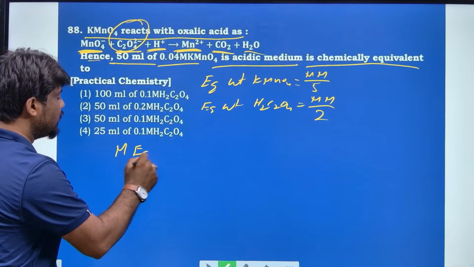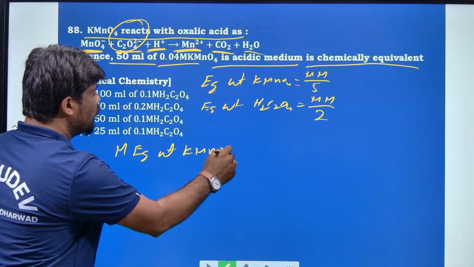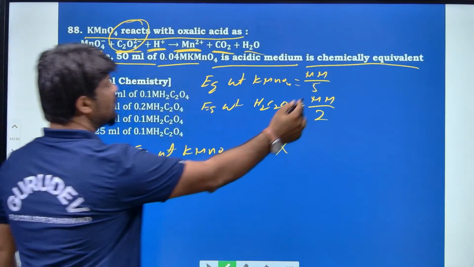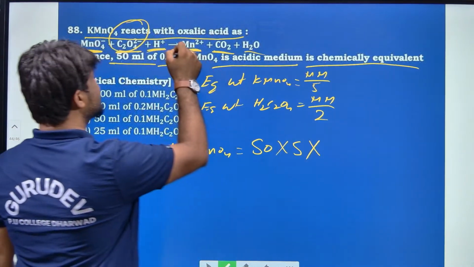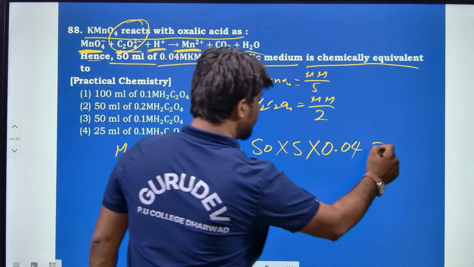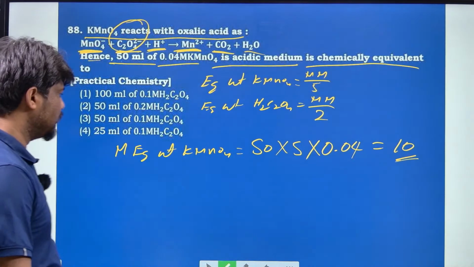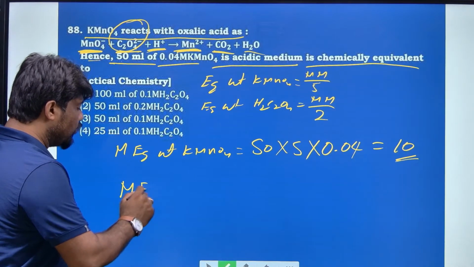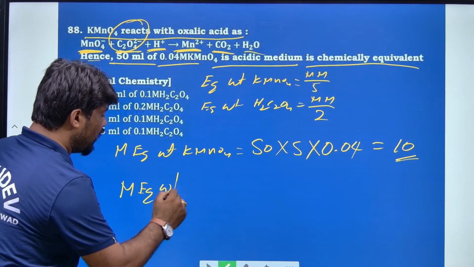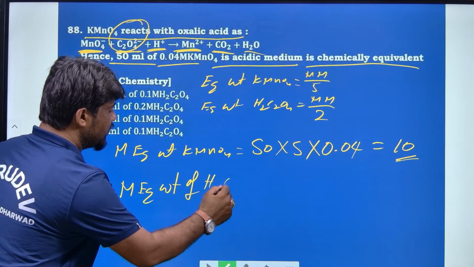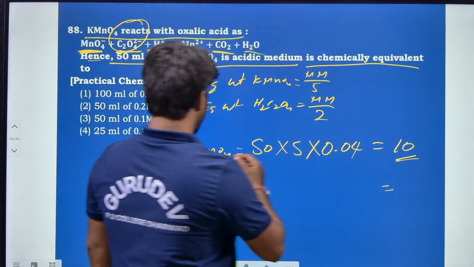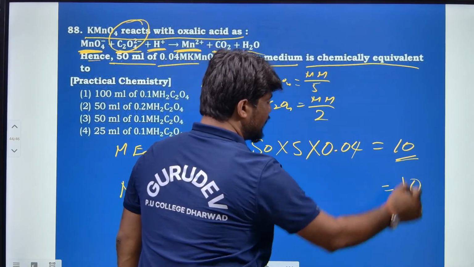The milliequivalents of KMnO4: they have given 50 ml, multiplied by the change in oxidation state, 5, multiplied by the concentration they have given, 0.04. On simplification I get the answer 10. Then the milliequivalents of oxalic acid, H2C2O4. If the KMnO4 value is 10, then oxalic acid is also 10.